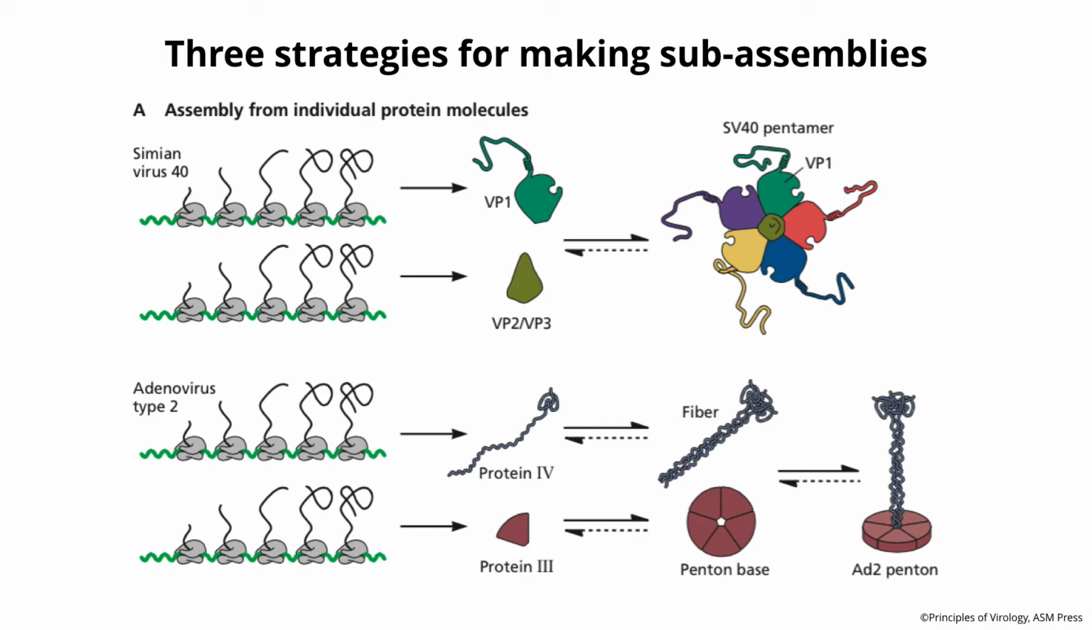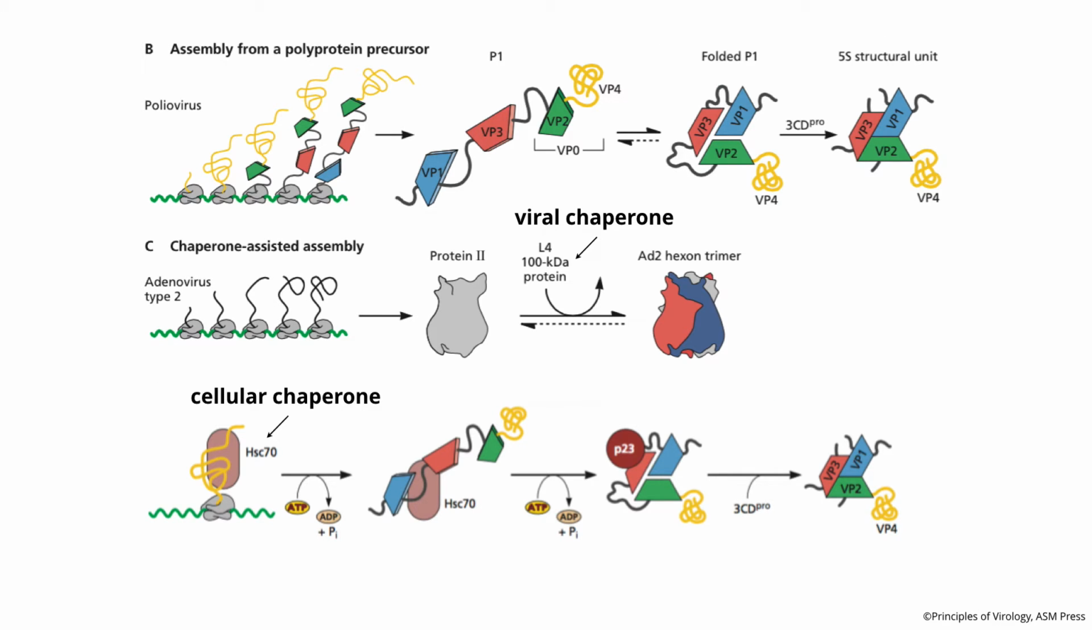All right, so you can see we're doing assembly line, sub-assembly procedures here, but you can see where the proteins are coming from. In this case, from individual protein molecules that are separately made and then put together. Now, that's not the only way to do things, of course. There are many other ways. Second kind is assembly from a polyprotein precursor.